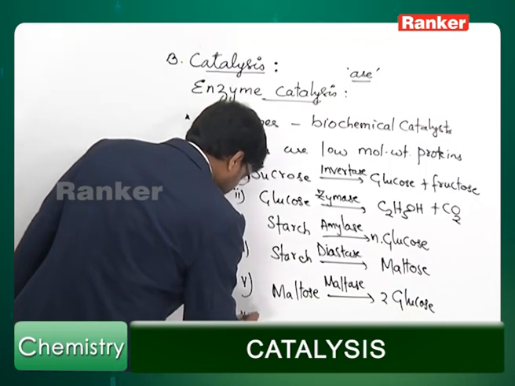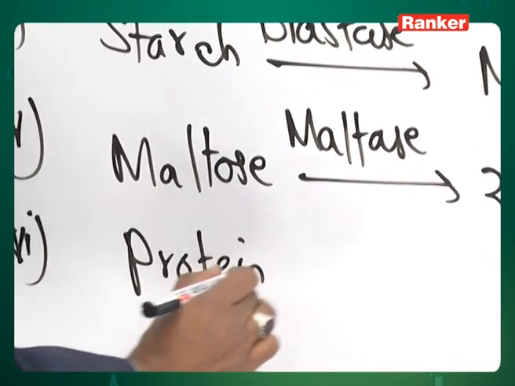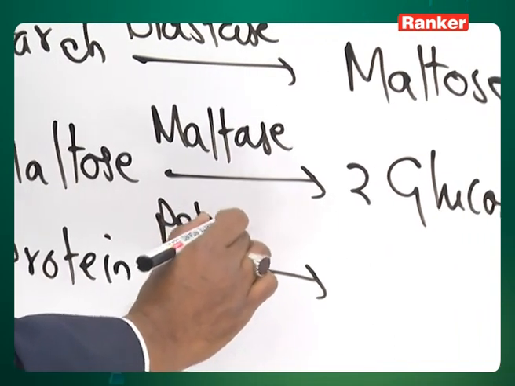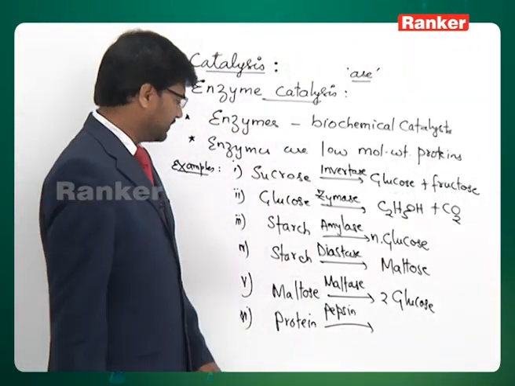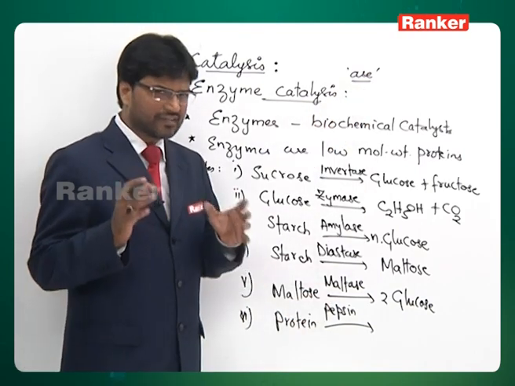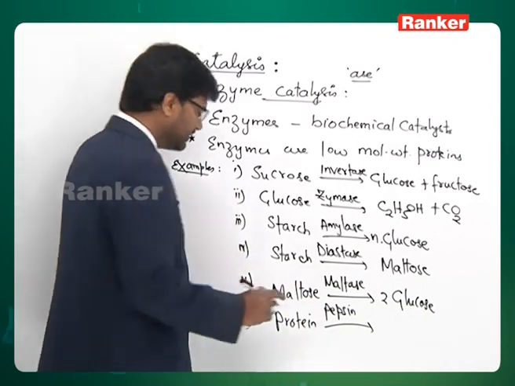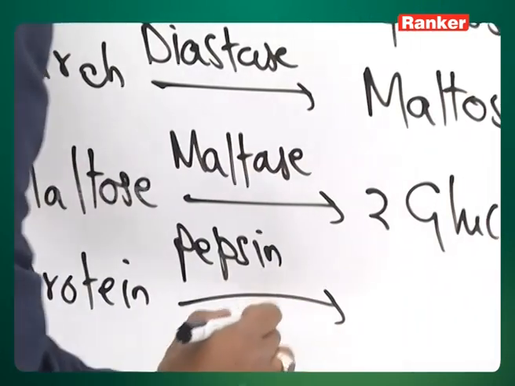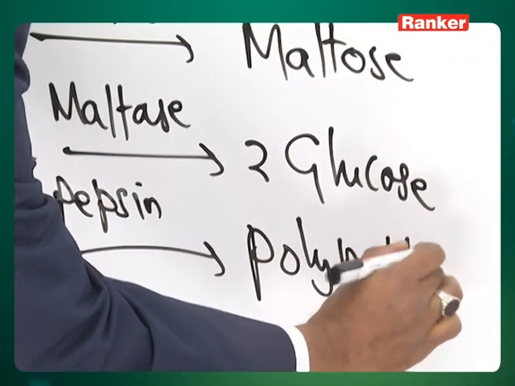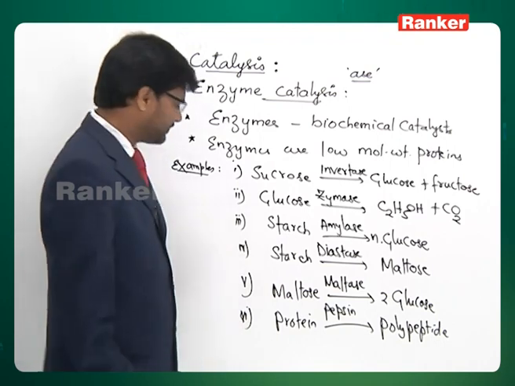Another example, proteins are acted upon by an enzyme, pepsin. This is an exception to this convention, as here the name ends with in. Pepsin is an enzyme which is present in the stomach, in the gastric juice. It transforms proteins into polypeptides. So pepsin is an enzyme which transforms proteins into polypeptides.